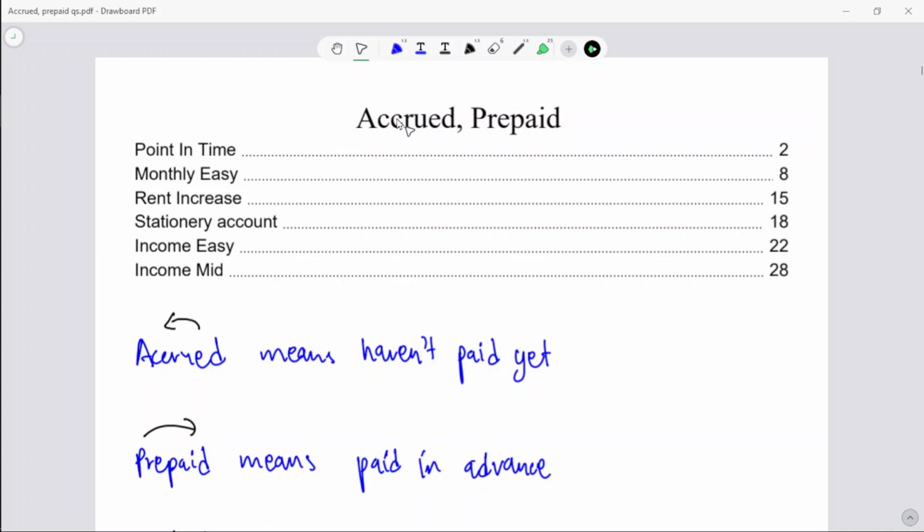Okay, today we'll talk about accrued and prepaid. Accrued means haven't paid yet. Prepaid means pay in advance. In advance means you use the right arrow. Accrued, I use the left arrow. Okay?